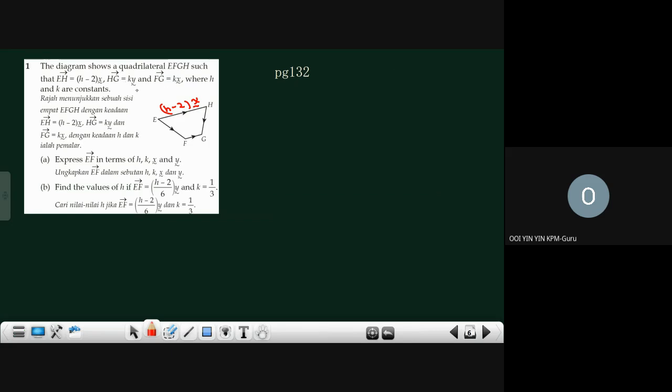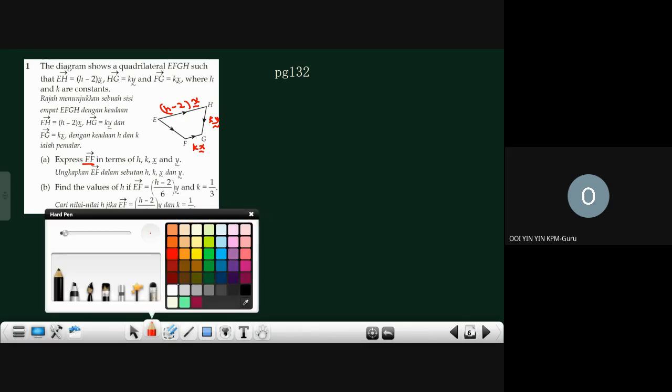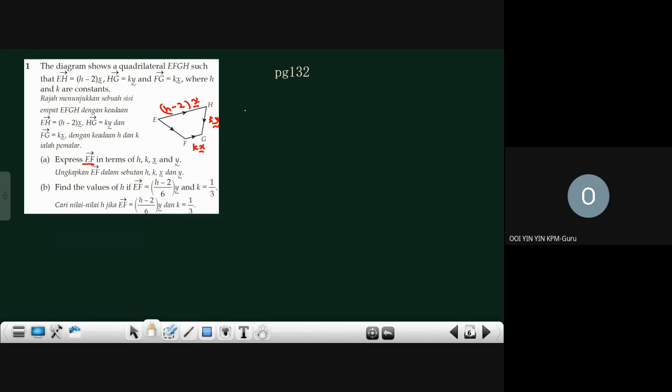Okay, your HG is KY. FG is KX, where H and K are constants. Express EF in terms of H, K, X, and Y. Oh, EF. Yeah, this one I think is not hard. Part A, express EF.